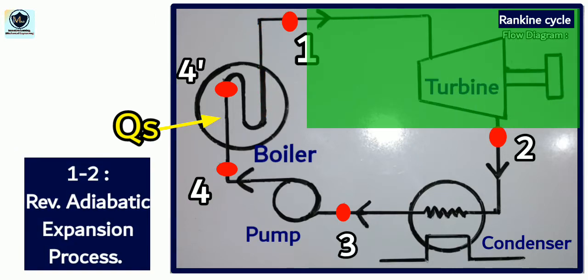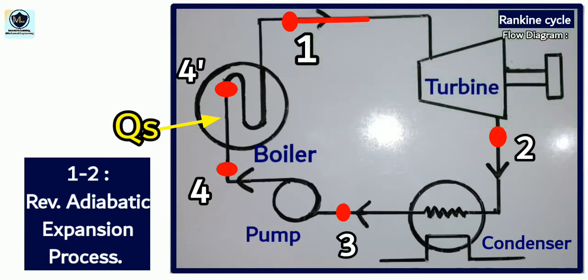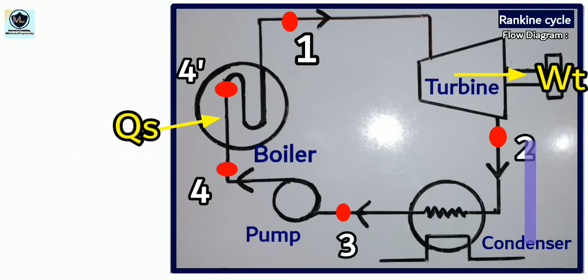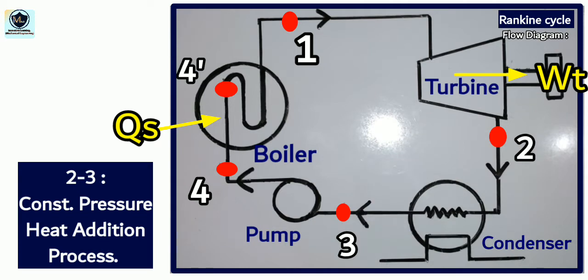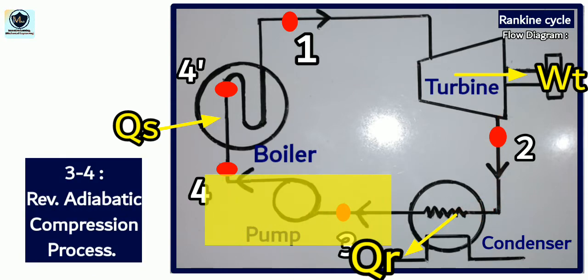1 to 2 represents reversible adiabatic expansion process or an isentropic process. Saturated steam enters the turbine and rotates the blades of the turbine so that work is produced by the turbine. In other words, dry saturated steam expands through a turbine. 2 to 3 represents constant pressure heat rejection process. Exhausted steam from the turbine, or wet vapor, then enters a condenser where it is condensed at constant pressure to become saturated water.